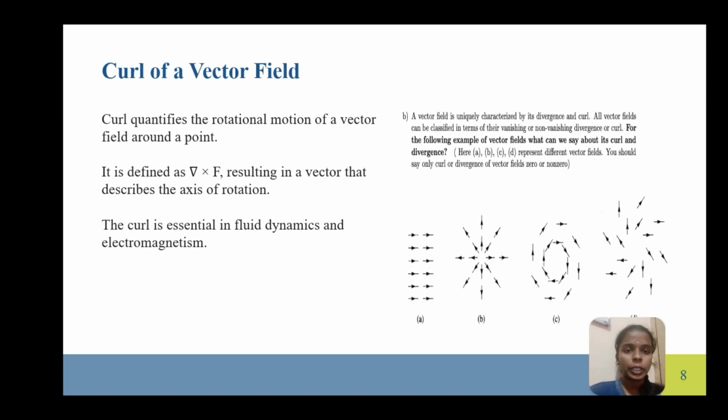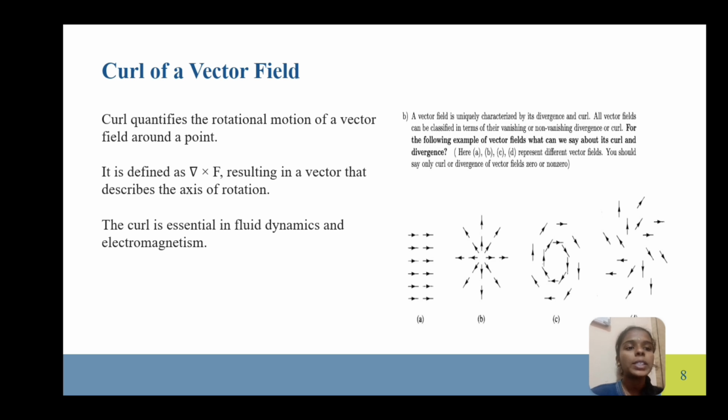Curl of a vector field. Curl quantifies the rotational motion of a vector field around a point. It is defined as ∇×F, resulting in a vector that describes the axis of rotation. The curl is essential in fluid dynamics and electromagnetism.